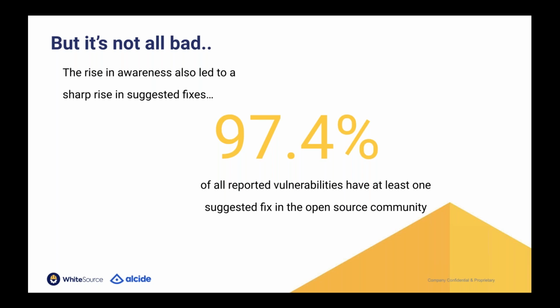However, it's not all bad. We see that there is a lot of awareness in the open source community for security in general and for open source vulnerabilities. The good news is that around 97% of the vulnerabilities that are being published already have a suggested fix, meaning they already have a version that fixes the specific vulnerability as the vulnerability is being published. So this is great. However, it does mean that we have to keep on upgrading our software.